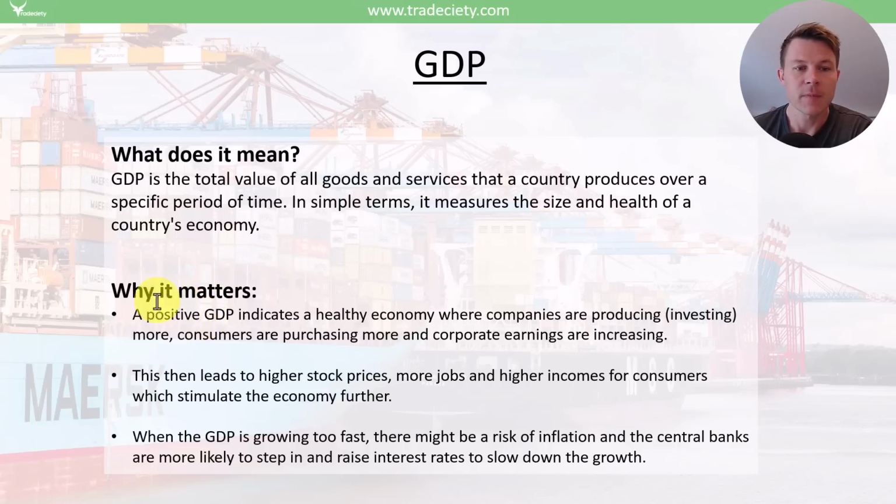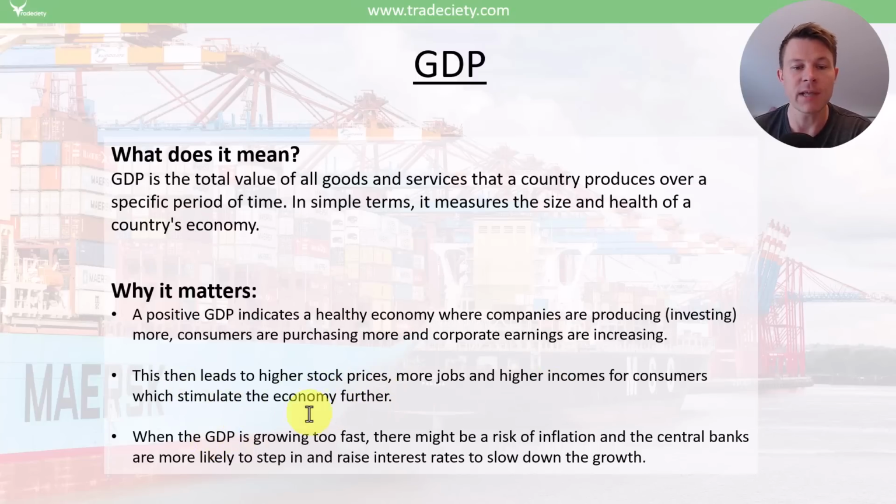Why does it matter? A positive GDP indicates a healthy economy where companies are producing more or they're investing more, and consumers are purchasing more, which means that corporate earnings are increasing. A positive GDP then leads to higher stock prices, more jobs, higher incomes for consumers, and this overall stimulates the economy even further.